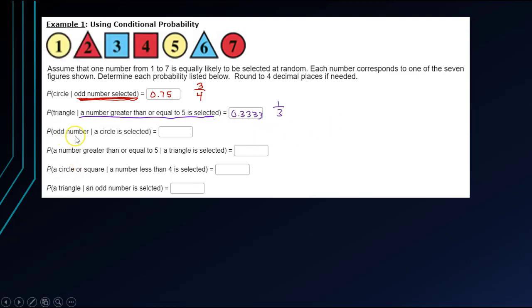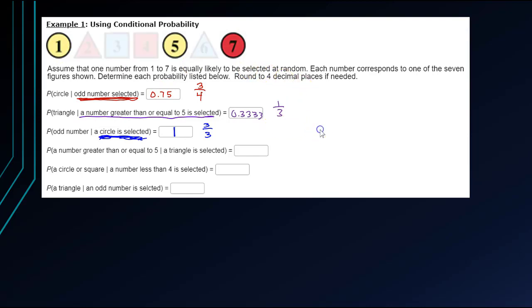The probability of getting an odd number given that a circle is selected. So here's all the circles. The probability of an odd number, you have 2 out of the 3. Or no, sorry, 3 out of 3. My brain wasn't working there for a second. 1, 5, and 7 are all odd, so that's a probability of 1.